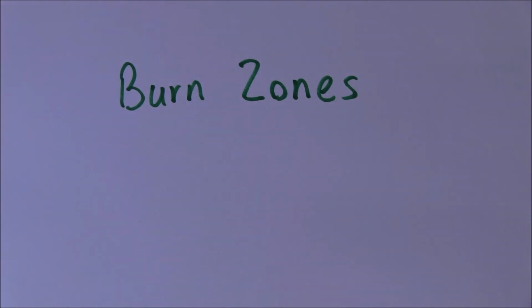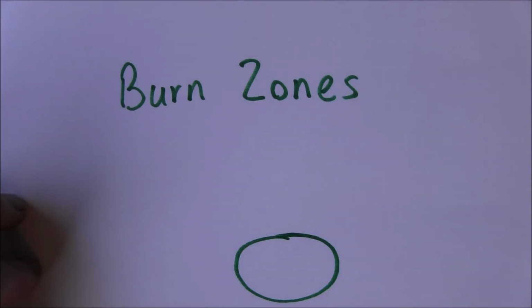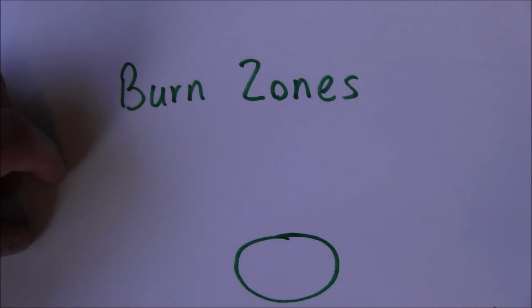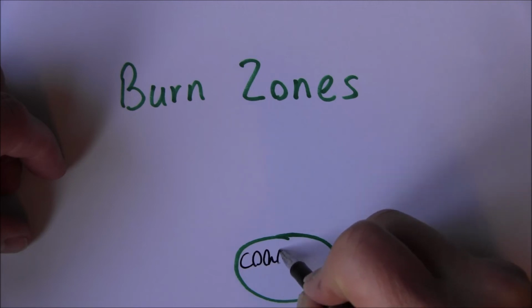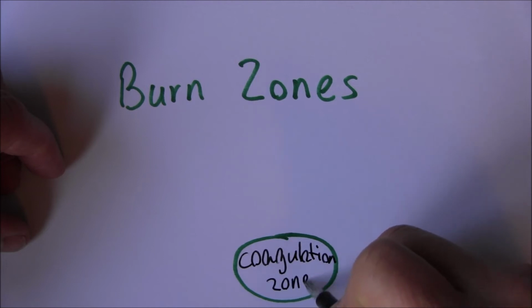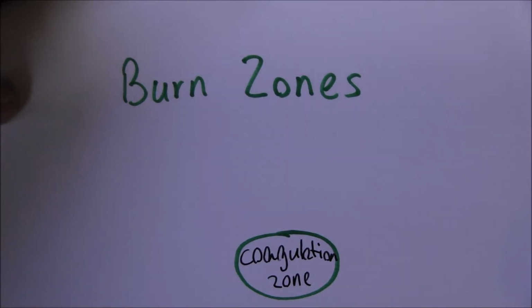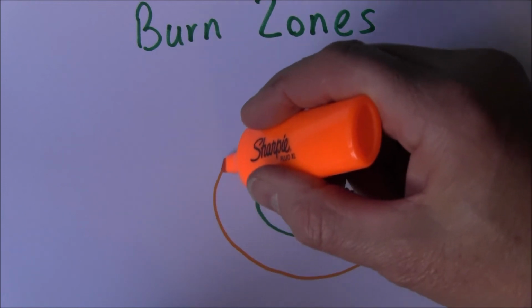So in this video we're thinking about burn zones, the areas of the burn. And the first area we want to consider is the area where there's actually necrosis and death of tissue. Now in this area there's been coagulation. This is the zone of coagulation, where the tissues have actually been killed, necrosed, coagulated, and they're lost. The proteins are denatured.